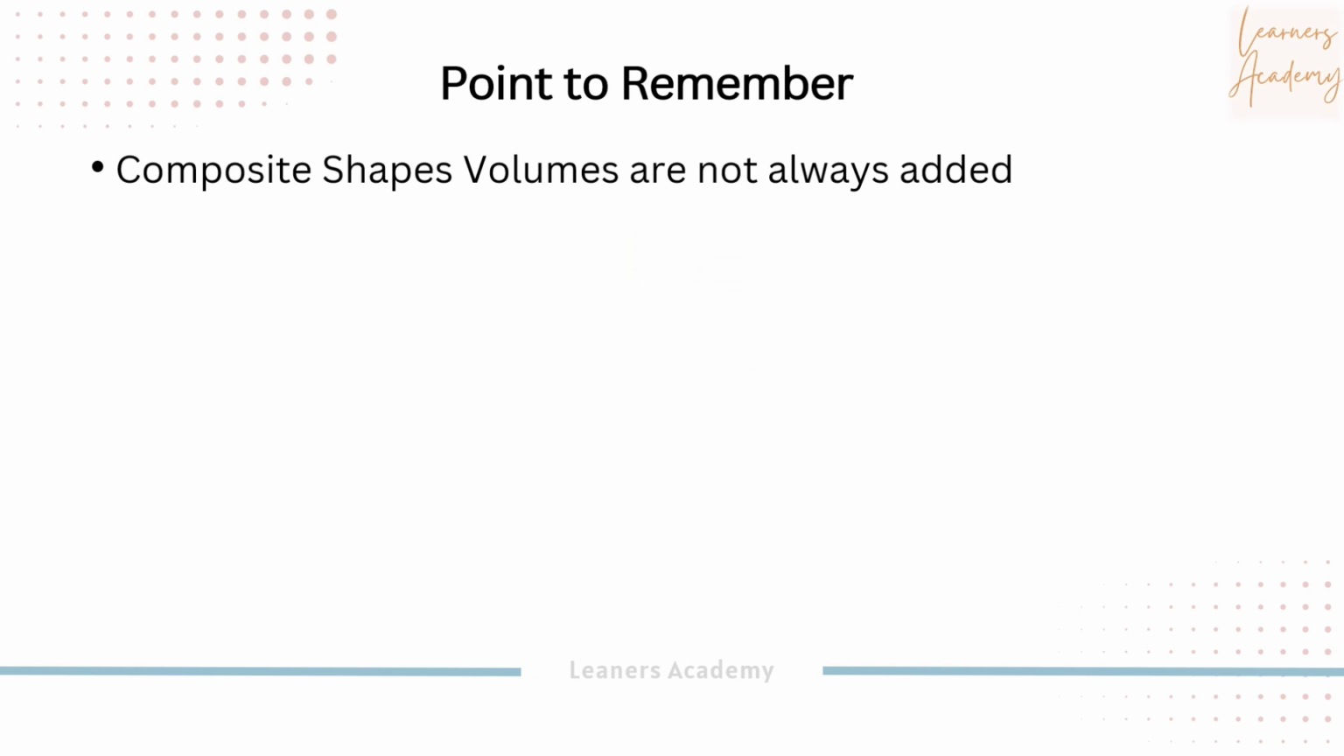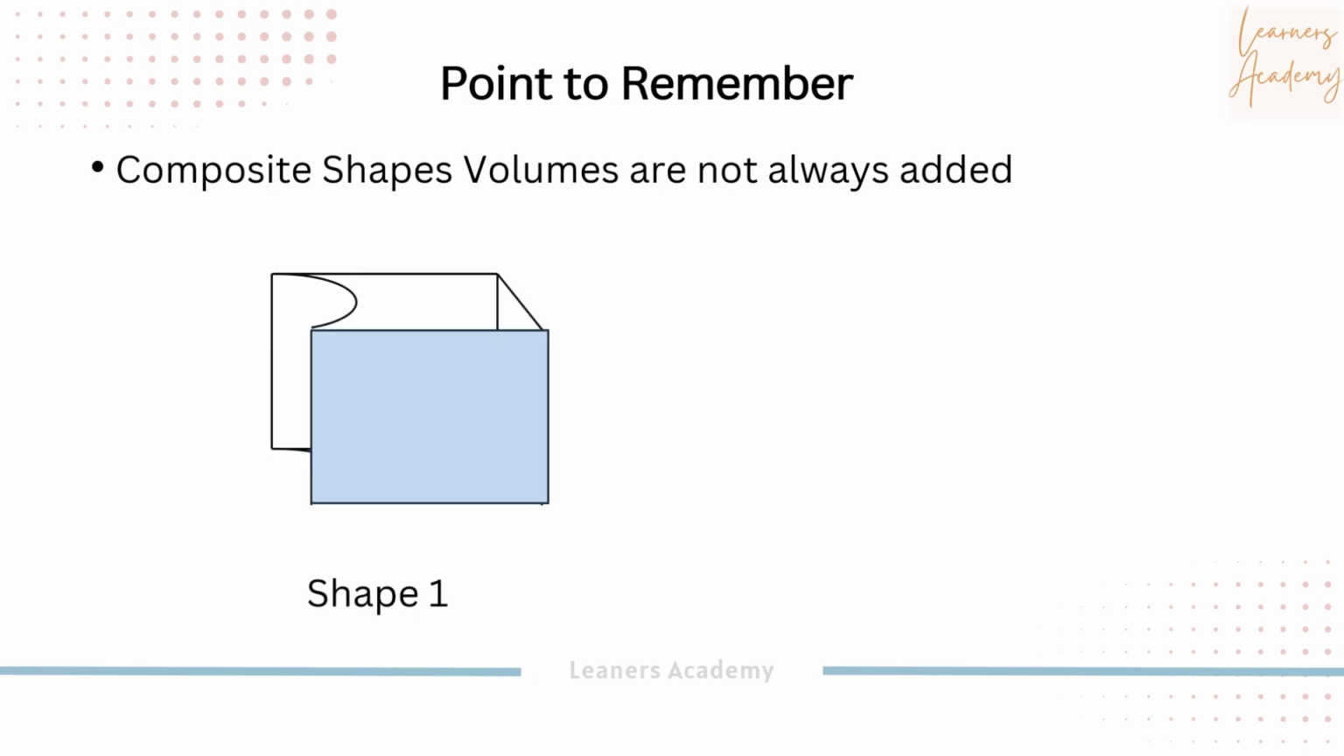Here, it is imperative to note that the volume of a composite shape is not always found by adding the volumes of the basic shapes from which the composite shape is made up. In this shape, we see that the volume of the composite shape is calculated by subtracting the volume of the semi-cylinder from the volume of the cuboid. The total surface area is the sum of the curved surface of the semi-cylinder and the 5 faces of the cuboid.